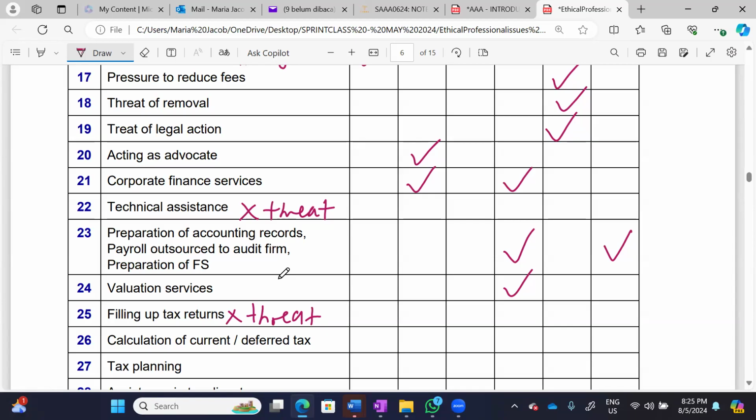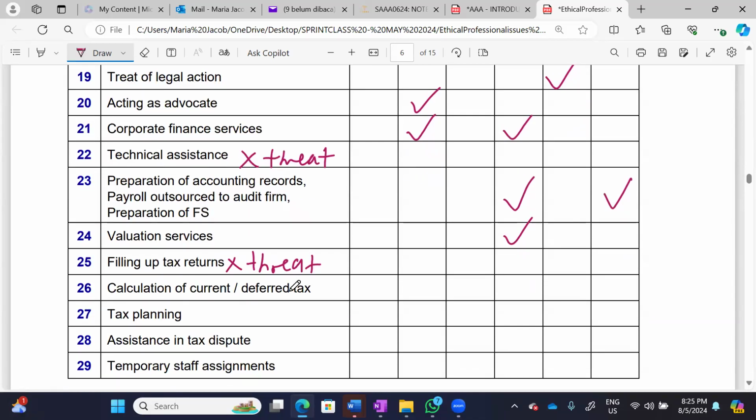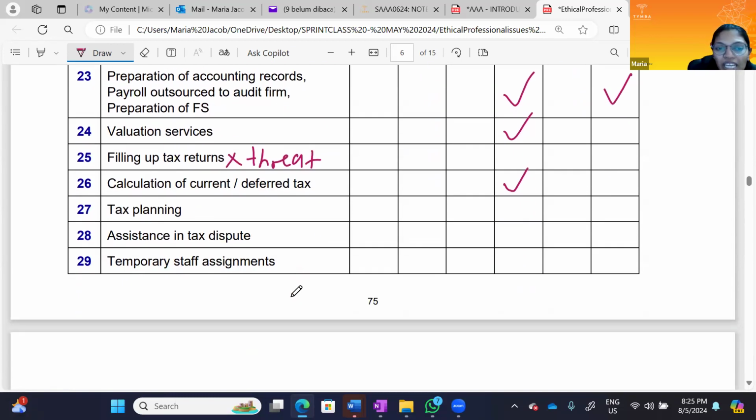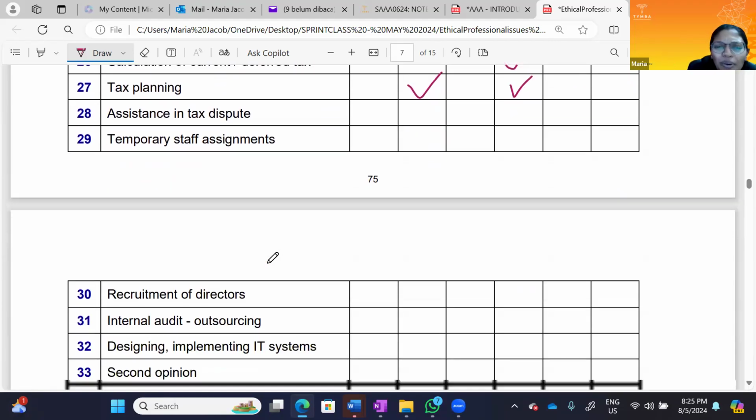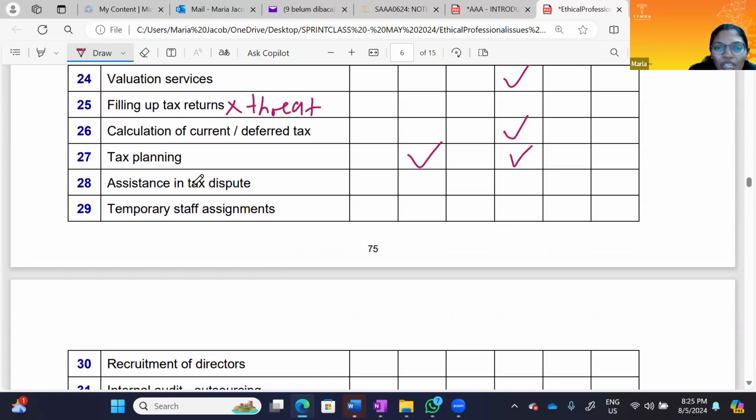Okay. So calculation of current and deferred tax, this one we are doing some amount of calculation, so this is going to be a self-review threat. If you are doing some tax planning for them, it's again self-review and advocacy threat. Okay, so a little bit more. I hope others are following through.